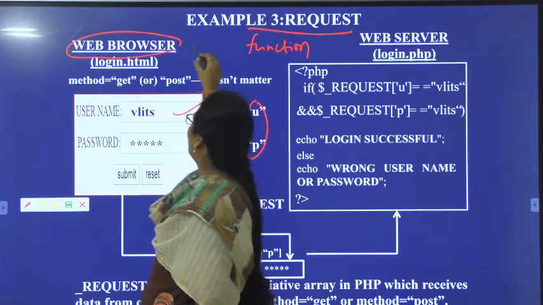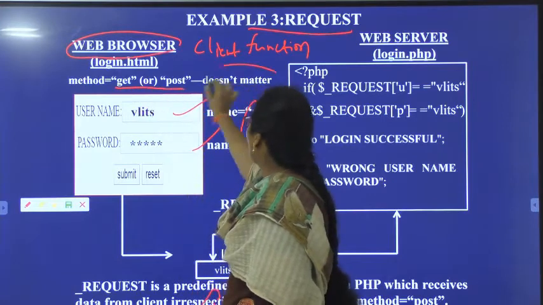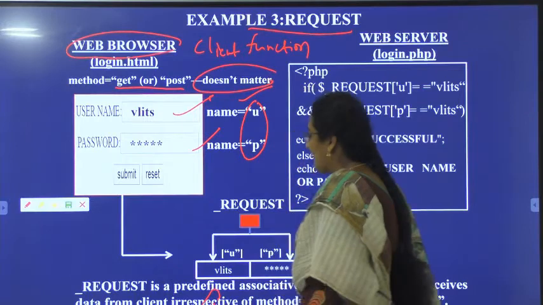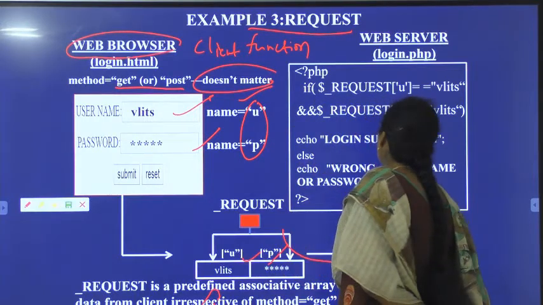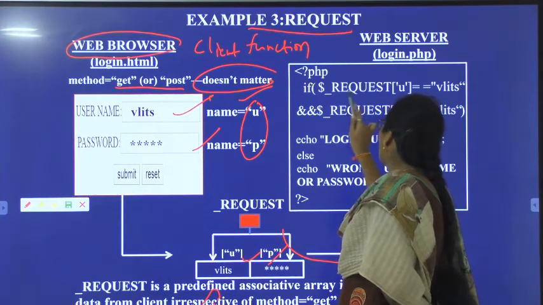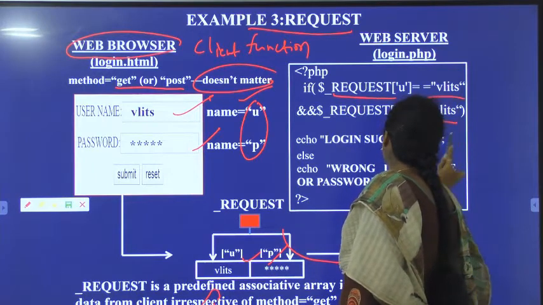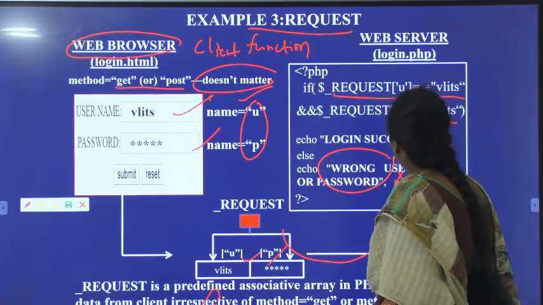Web browser is nothing but the client. Here we are not bothering about what method we are using, doesn't matter. Whether you use get method or post method, it doesn't matter. The username and password are given to the web server, that is PHP program. In this program also we are using request function. If the credentials are correct, we will get login successful. If the credentials are wrong, we will get wrong username and password.